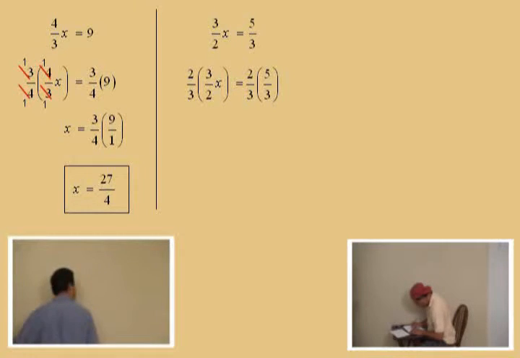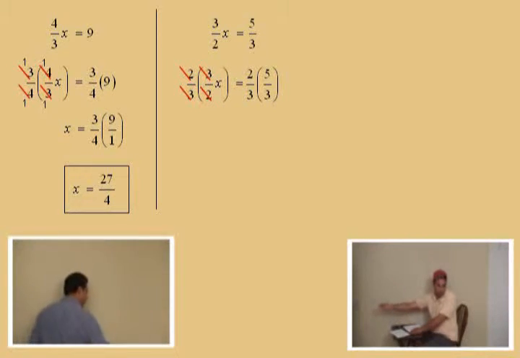Now, on the left-hand side, Charlie, right here, what happens to those 2's? They cancel. And the 3's? Those will cancel. They will also cancel. So the left-hand side will have 1x. The right-hand side, we will get what? Nothing reduces there. You're going to multiply straight across the top and then straight across the bottom.